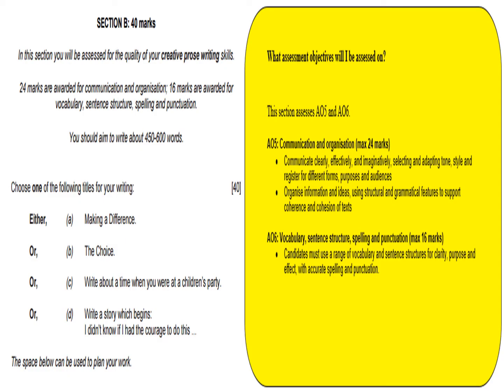As you know, you're going to be faced with 4 different story headings. You choose one, come up with a story that fits that heading, and then you're assessed for AO5, Communication and Organisation, for 24 marks, and AO6, Vocab, Sentence Structure, Spelling, and Punctuation, a maximum of 16 marks.